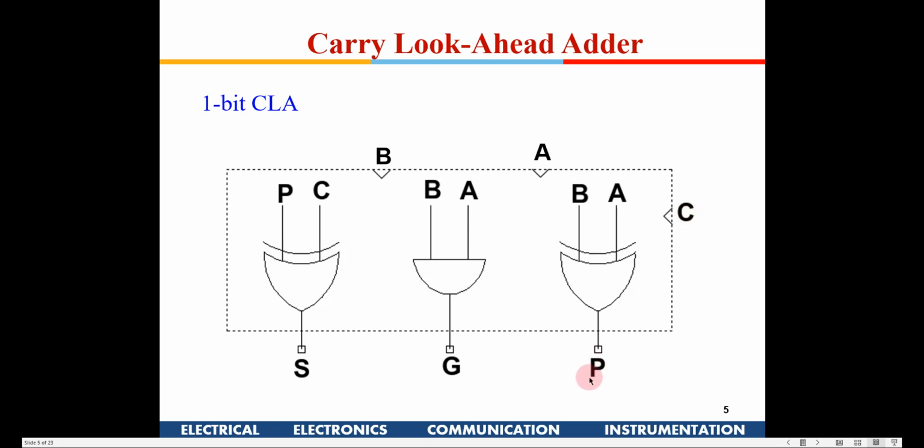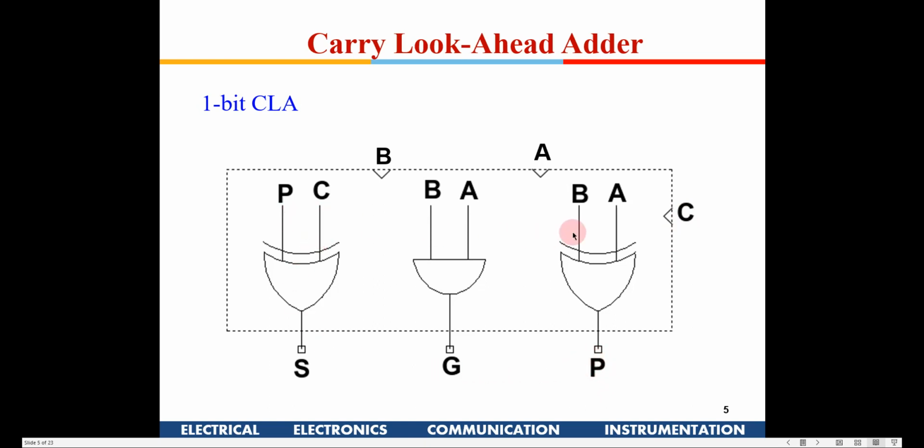If C is 1, then the carry will be 1, right? So this is just telling us that one among A and B is 1. And now if carry has to be 1, you please check what the third input is. That means it is just propagating the carry. So this is known as P, propagate.